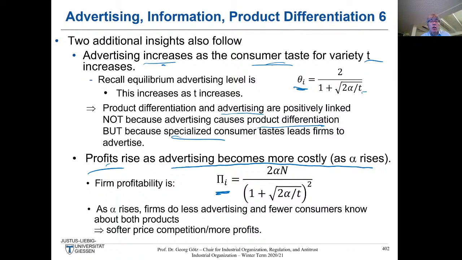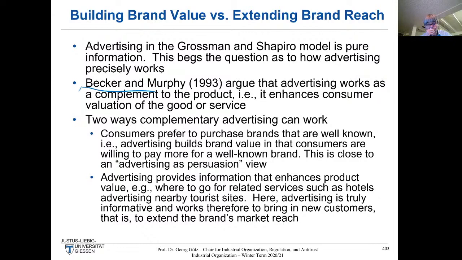Now, we go back to a paper published in the Quarterly Journal in 1993, where Becker and Murphy look at other avenues for how advertising works. What they claim to do is that they look into advertising as a complement to the product. So in the Grossman-Shapiro model, advertising is pure information. And Becker and Murphy also allow for this point here.